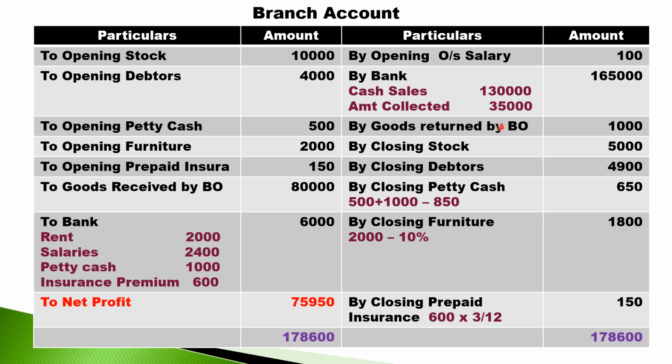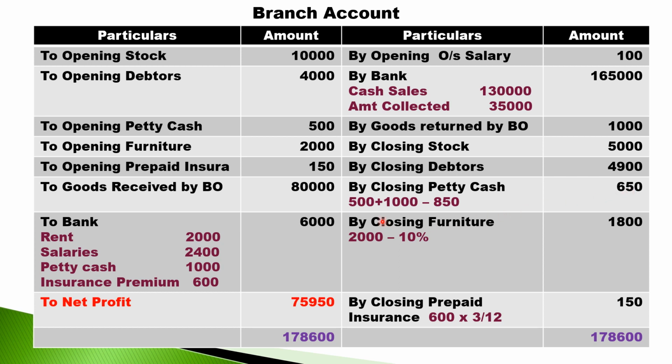By goods returned by branch office 1,000, closing stock 5,000, closing debtor 4,900, closing petty cash. Students, how to calculate? Opening petty cash is 500, plus we received 1,000 from head office, minus petty expenses 850, so closing will be 650. In the adjustment, it is very clearly mentioned, it's called petty expenses by the branch. It is not closing petty cash, it's called petty expenses by branch.